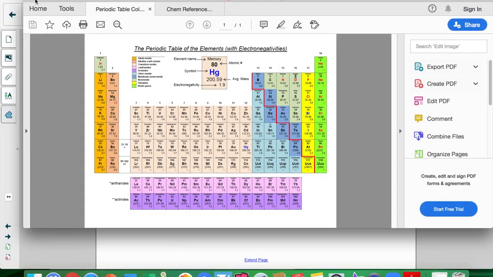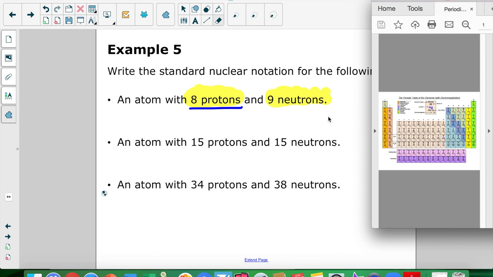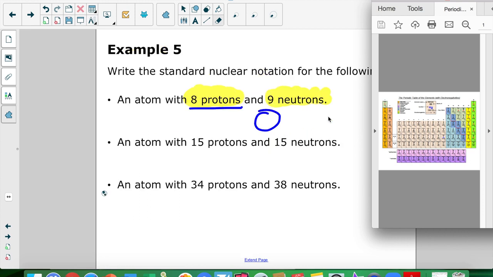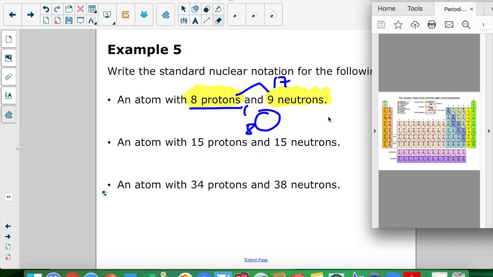Once I know that this is oxygen, I'm going to just move the periodic table to the side. Now that I know it's oxygen, the symbol is going to be O. What do I know next? As we learned, on the standard nuclear notation, the number of protons goes down here. So this 8 is going to go down here. And now, what are we missing from the standard nuclear notation? We're missing the mass number, the number of protons plus neutrons. So I add these two numbers together, and they add up to 17, and that is what we call A, the mass number. So I'm going to write a 17 up here.